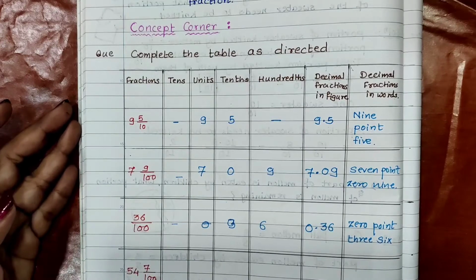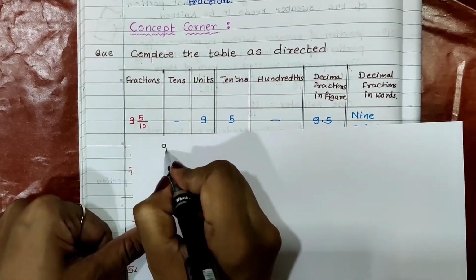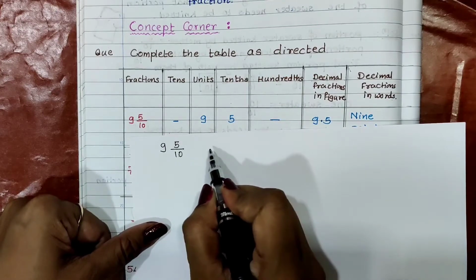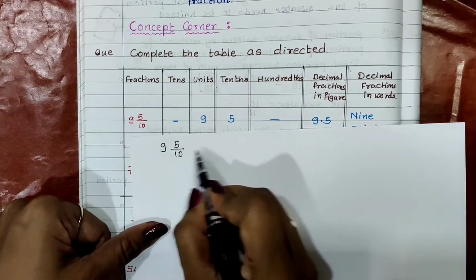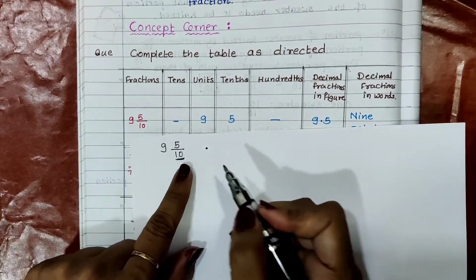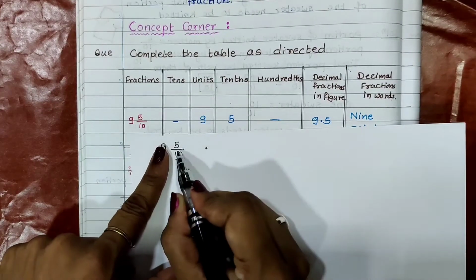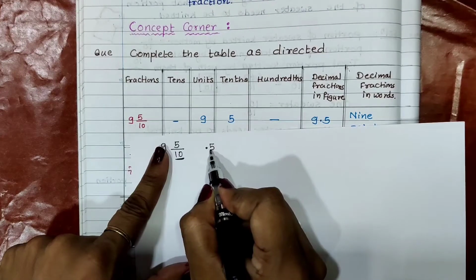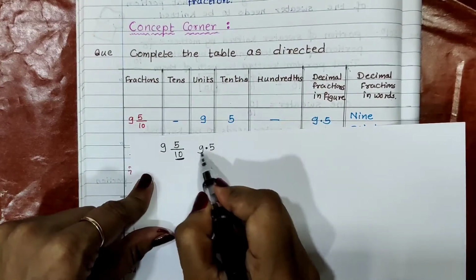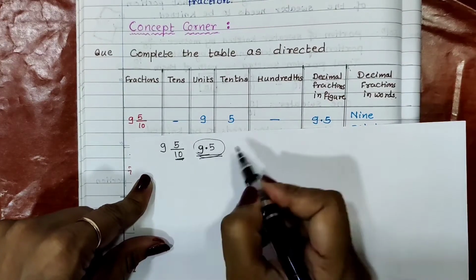Let me show you properly. This 9, 5 upon 10. So 5 upon 10, how to write it in the decimal fraction? After the decimal point one digit will be there, because 10 is there in the denominator. 10 means 1 0 is there. So after the decimal point only one digit should be there. So only 5 is there. So we have to write 5 on the right hand side. And what should be written on the left hand side? This integer 9 should be written on the left hand side. So in this way, 9 integer 5 upon 10 can be written in decimal form.